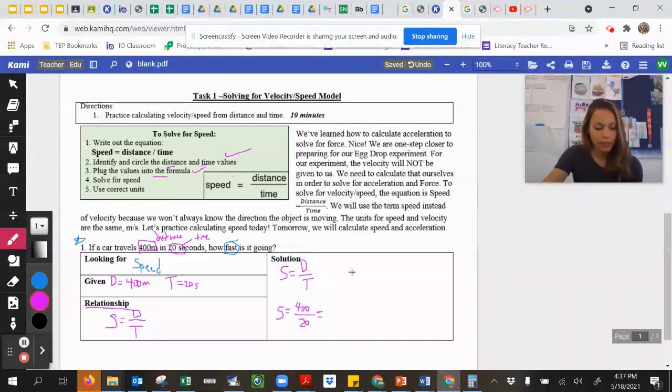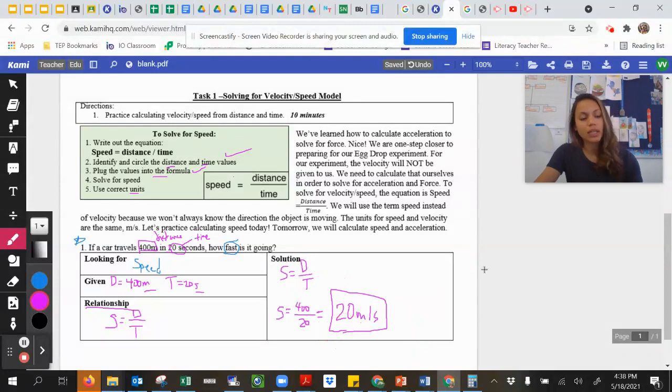What is 400 divided by 20? Hope you got that right. Some of you should have your calculators. It is actually 20. Cool. So am I done? No, you need to use the correct units. So the unit here is meters per second. For this year, we're always going to use meters per second. We're not going to convert kilometers or miles or anything of that sort. So just meters per second. Easy on you. All right.